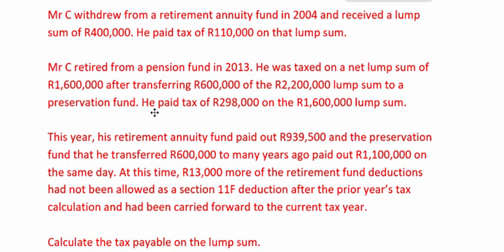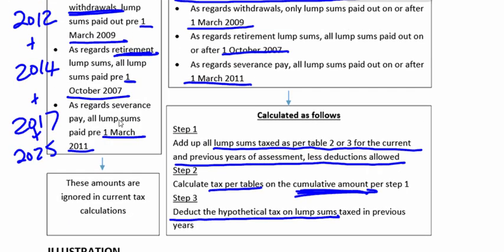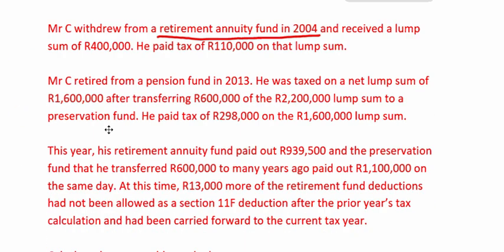It says Mr. C withdrew from a retirement fund in 2004 and received a lump sum of 400,000. He paid tax of 110,000 on that lump sum. Okay, we need to look. It's a retirement annuity fund in 2004, and he withdrew from it in that year. The new sections only apply if it's after 1 October 2007. So will we include that in our calc? Absolutely not. So the amount for that is 0.